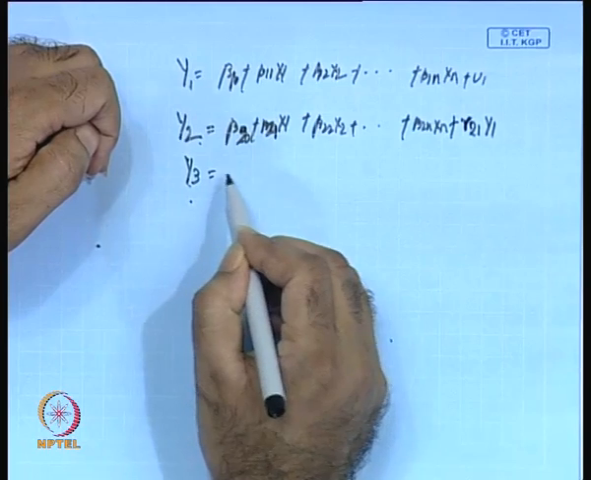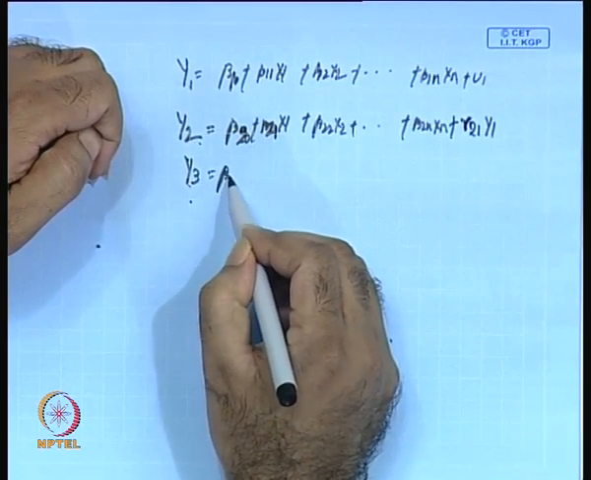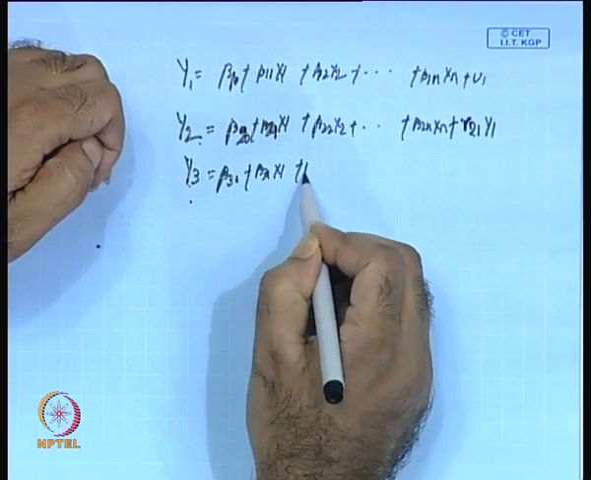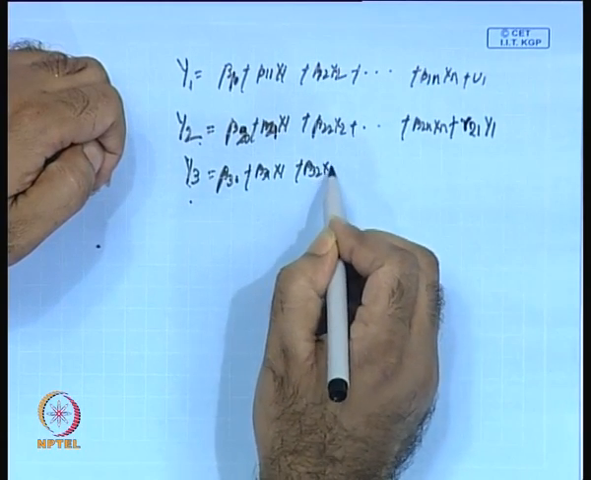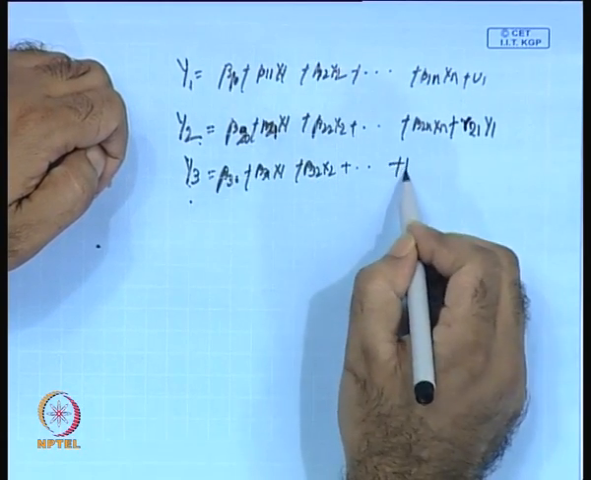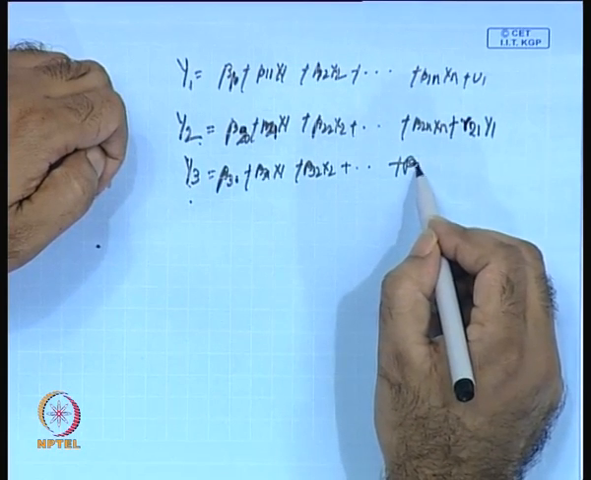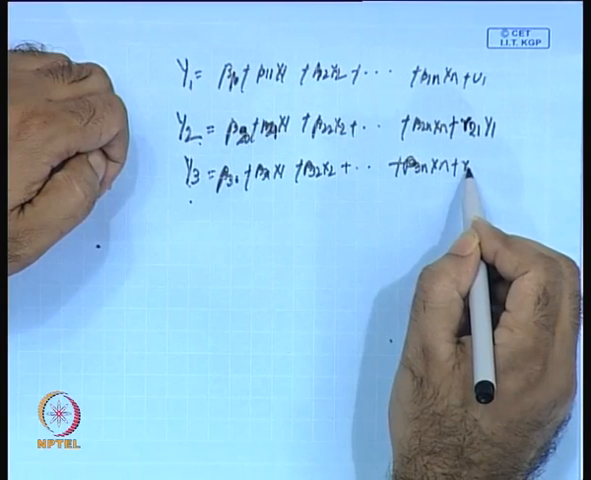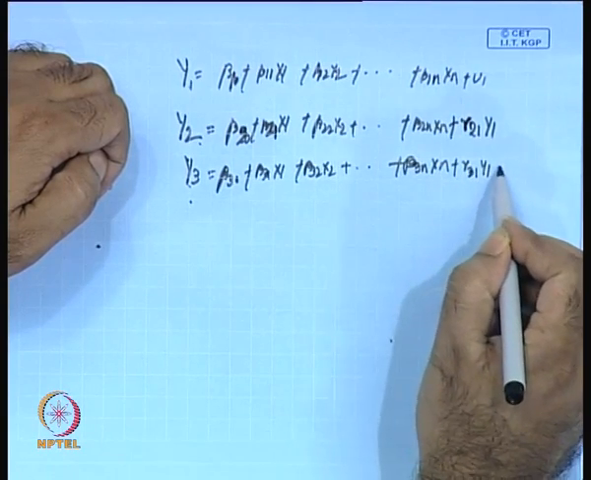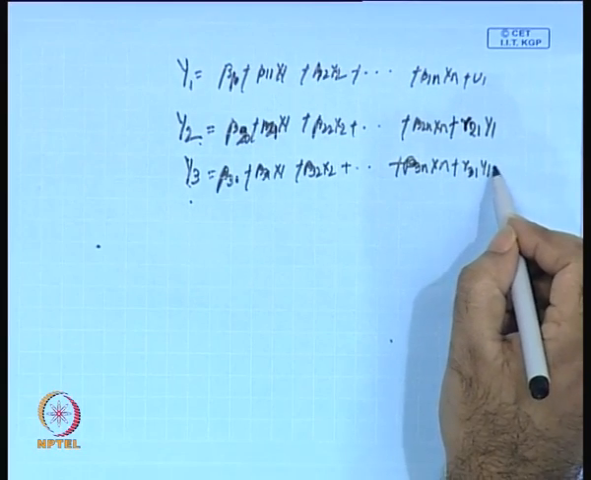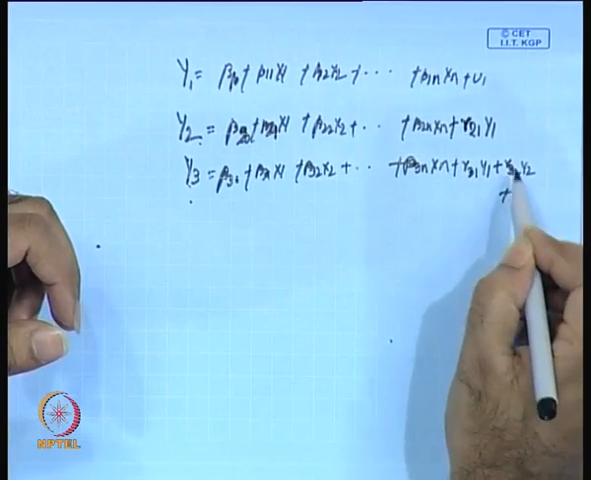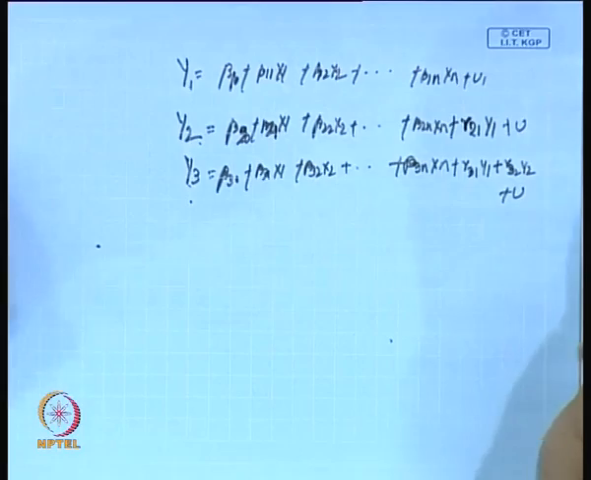Let's say y3 equals beta 3 0, plus beta 3 1 x1 plus beta 3 2 x2, continue up to beta 3n xn, plus gamma 3 1 y1, plus gamma 3 2 y2 plus error terms. Okay, so this is how it will proceed.